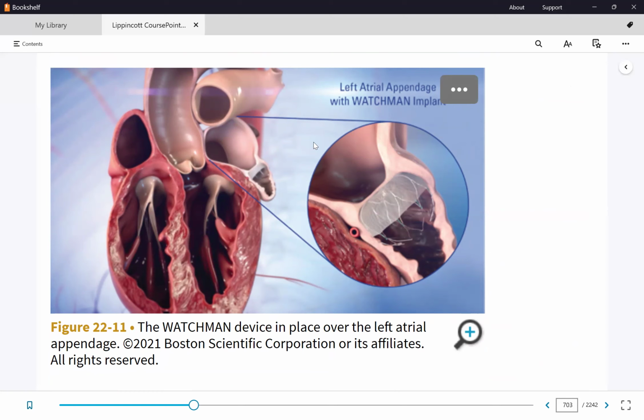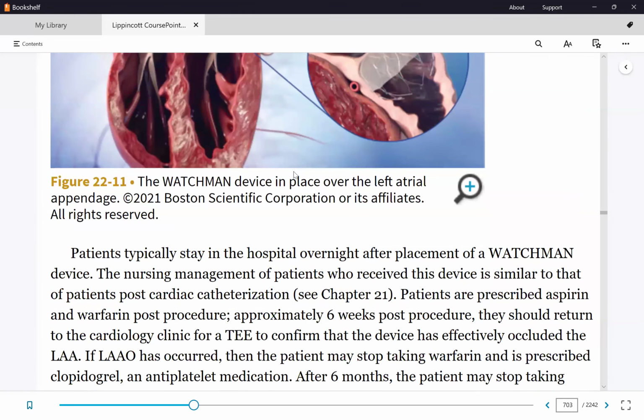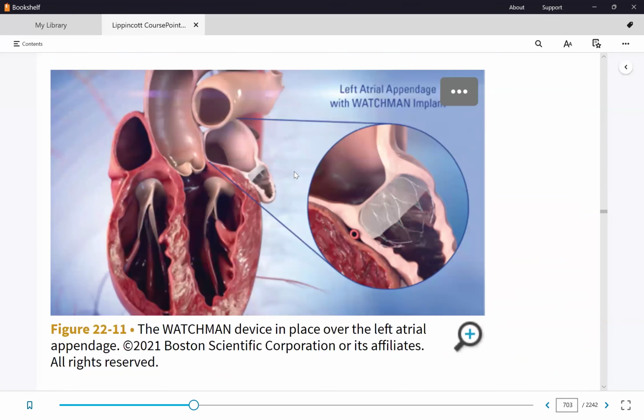That's the Watchman occlusion. Yes, they put a mesh there. See, they eliminated the appendage. This is indicated if the patient has a contraindication for anticoagulants, meaning it's not safe to take them. So this is the only option. They closed it, so it's impossible to get a clot because it won't fill with blood anymore. They closed it off.